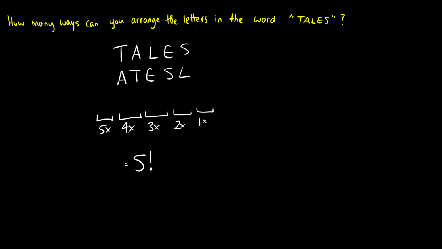So again, we can pick L for the first one. That means in the second spot we only have A, T, E, S, so we pick S. Then we have A, T, E, so we pick E. Then we have A and T left, so we pick A. And then we can pick T for the last one. So this is permutations without repetition.